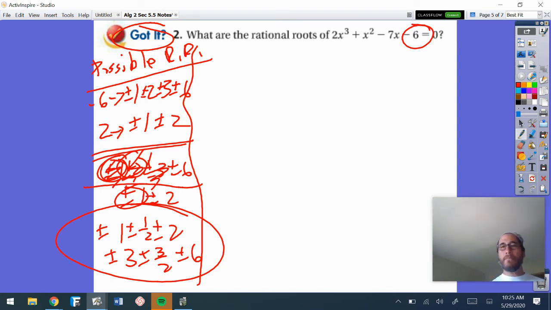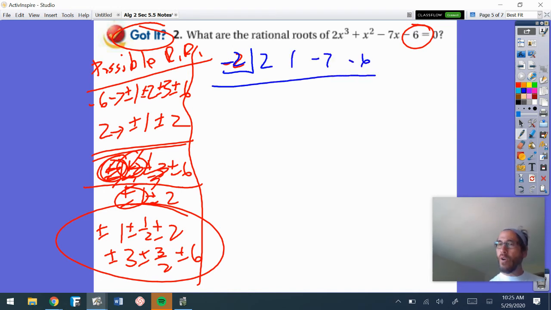I'm just going to hope I get super lucky, and let's see what could maybe work. I don't think a 1 is going to work. I'm going to try a negative 2. I'm just looking at those terms there, and I've got a crazy suspicion that negative 2 might work. All right, so then we go 2, 1, negative 7, negative 6. And how do I know if it works? Well, if you get a 0 for the remainder.